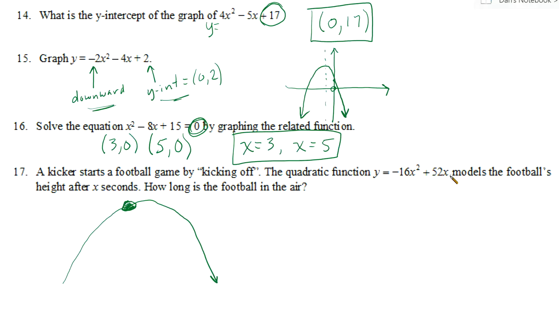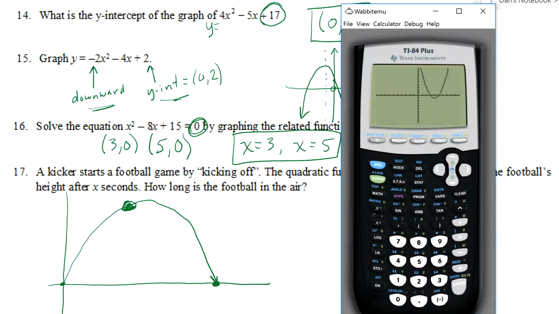So what I want to know is, where does this equal 0? Because the height is 0 before the ball's kicked, and it lands back here on the ground. I draw a little axis here, right there. That's where it lands. So that's where the height equals 0. Okay, so let's go ahead and graph this.